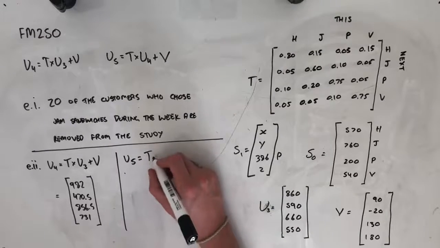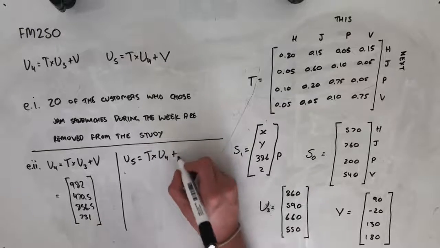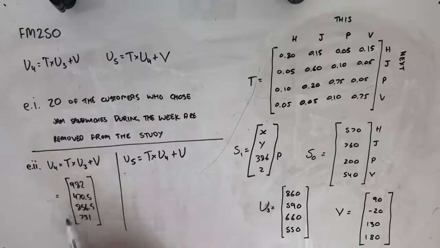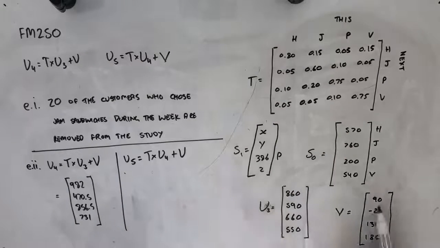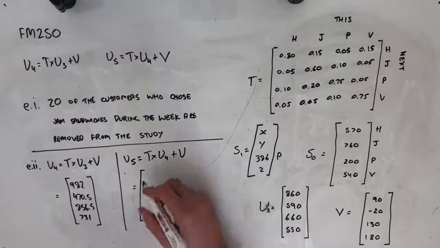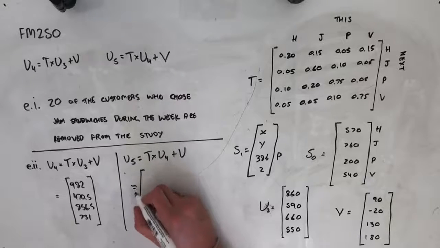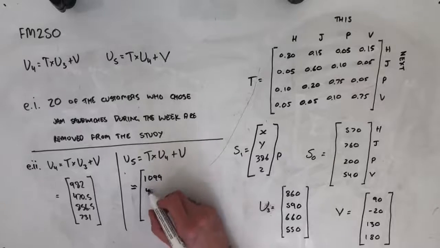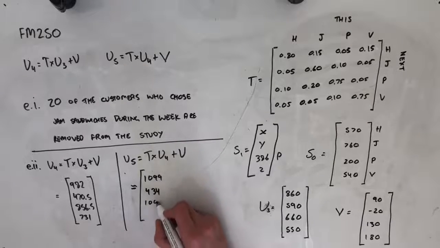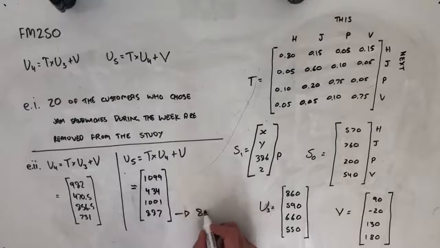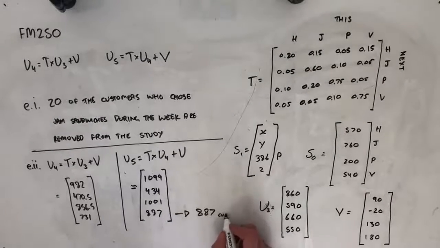So U5, we're told, is going to be the transition matrix times U4 plus V. So taking the transition matrix from here, U4 is our matrix that we just calculated, and V is this matrix over here, matrix V. Plugging all that into your calculator once again should give you an answer. Now I've rounded all of these to the nearest whole number because it's our final step. So this is what the rounded values should be. And of course, we're looking for the number of customers who choose Vegemite sandwiches. So we're going to write down 887 customers.